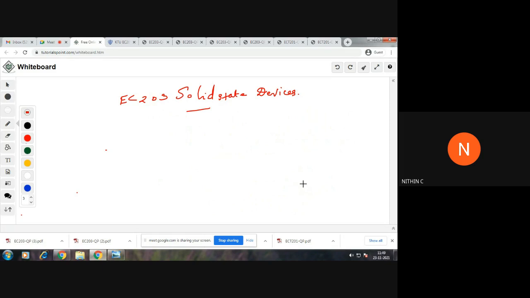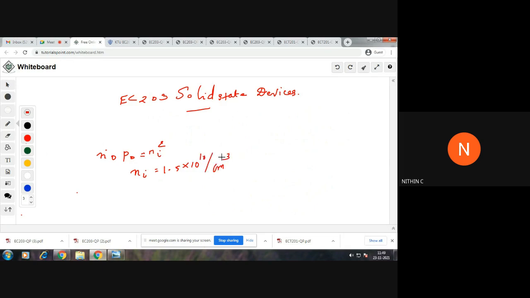We are going to use the expression N0 P0 is equal to Ni square. In the question itself, you are given the value of Ni. Ni is equal to 1.5 into 10 raised to 10 per centimeter cube.